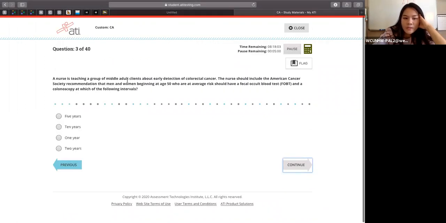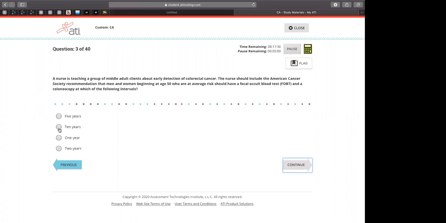A nurse is teaching a group of middle adult clients about early detection of colorectal cancer. The nurse should include the American Cancer Society recommendation that men and women beginning at age 50 who are at average risk should have a fecal occult blood test and a colonoscopy at which of the following intervals? 10 years. B, 10 years. Yeah. Yay.